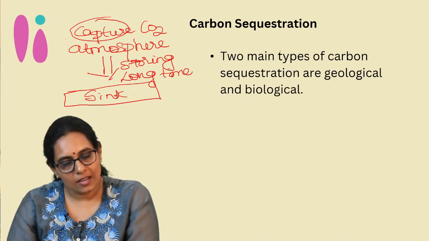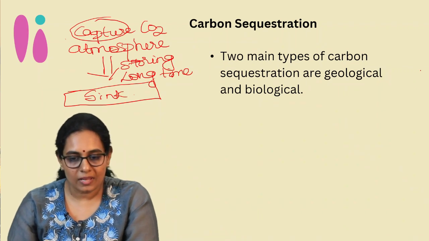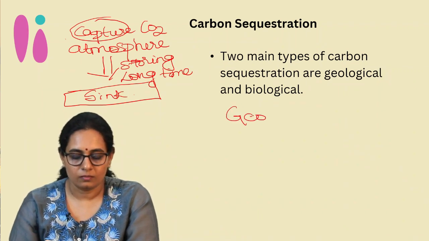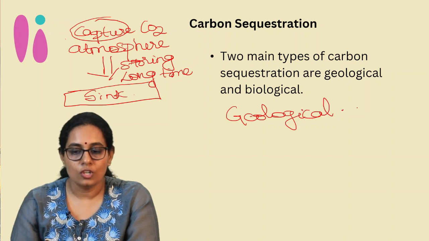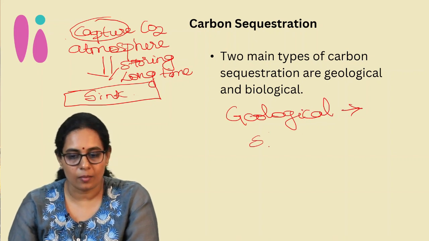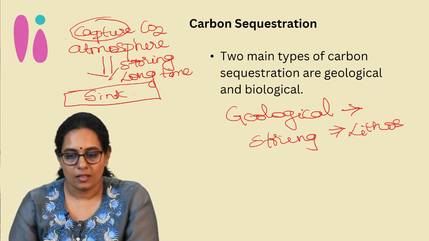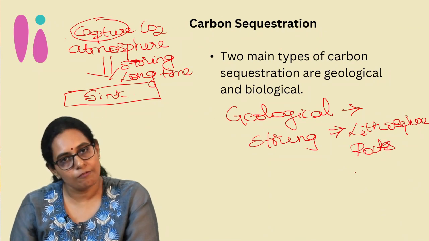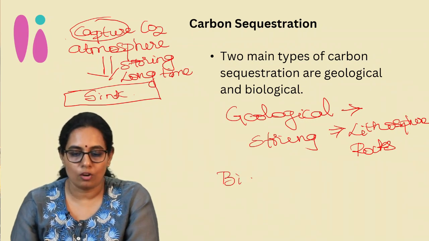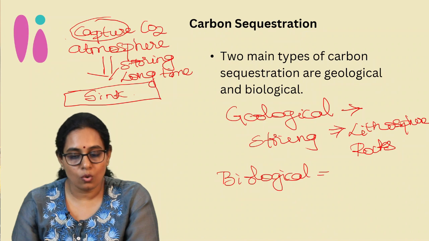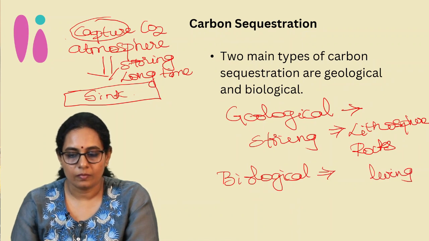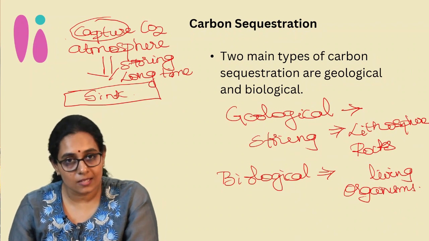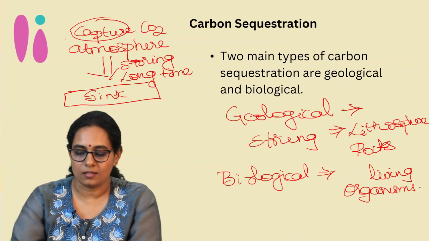So now this can be done by two methods. One of the methods is geological. Geological means you're storing the carbon in the lithosphere, that is the rocks and underneath layers of earth. The other method is biological, where you store carbon in living organisms. So first, let us see biological sequestration methods.